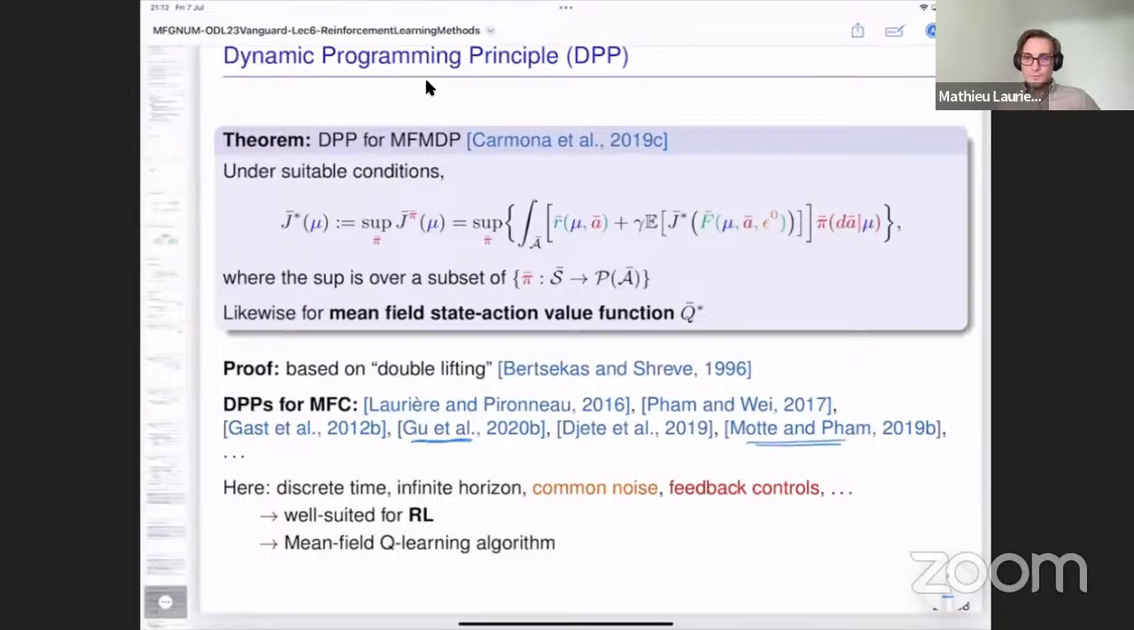And Motte and Pham have common noise, but they focus mostly on open loops. And also another difference is that they don't consider the double randomization. So randomization at the agent level and randomization at the population level, which turns out to be important in our case. And I think the randomization at the population level is also meaningful for reinforcement learning. So discrete time, infinite horizon, common noise, feedback controls. So this seems very well suited for reinforcement learning. And later I will show a mean-field Q-learning algorithm.